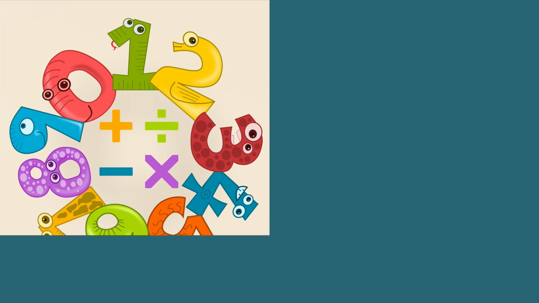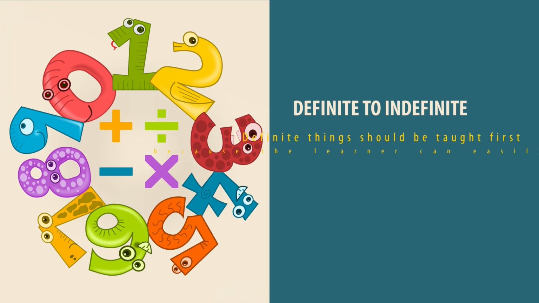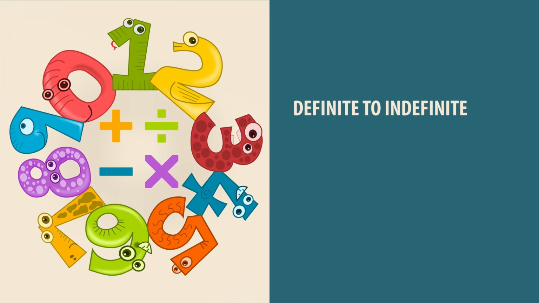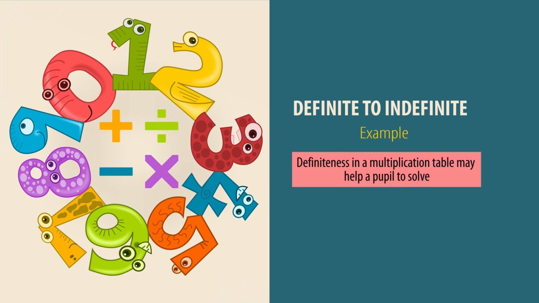The next maxim is from definite to indefinite. In teaching, definite things should be taught first because the learner can easily have faith in them. Gradually, he should be given the knowledge of indefinite things. A good teaching should always lead from definite to indefinite. Definite rules of grammar may help a pupil to learn the concerned language effectively. Definiteness in a multiplication table may help a pupil to acquire knowledge concerning hundreds of odd combinations related to multiplication, division and square roots, etc.